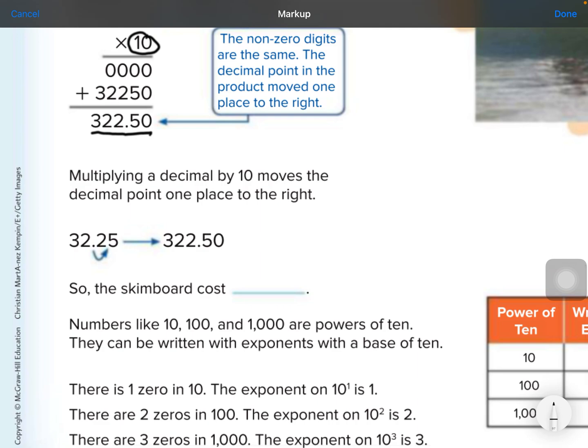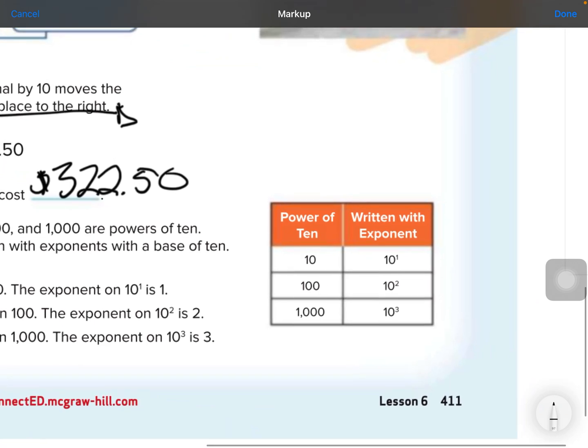And here they show you multiplying the decimal by 10 moves the decimal one place to the right. So the skimboard costed $322.50.